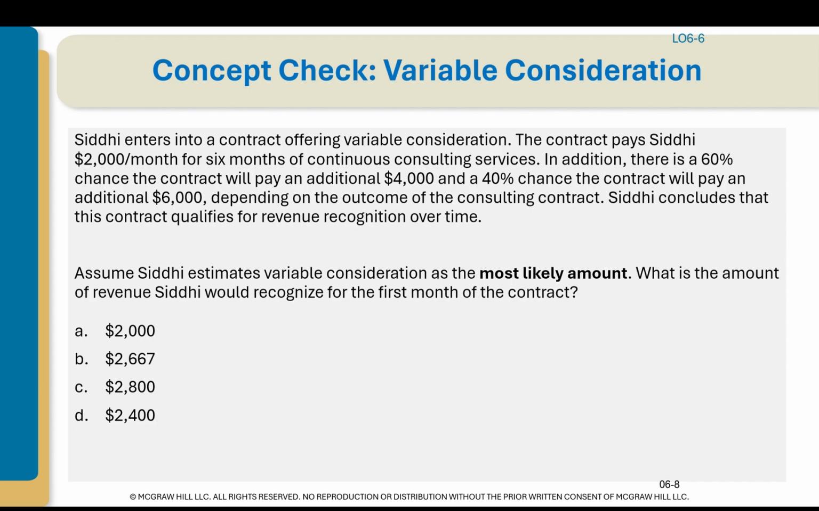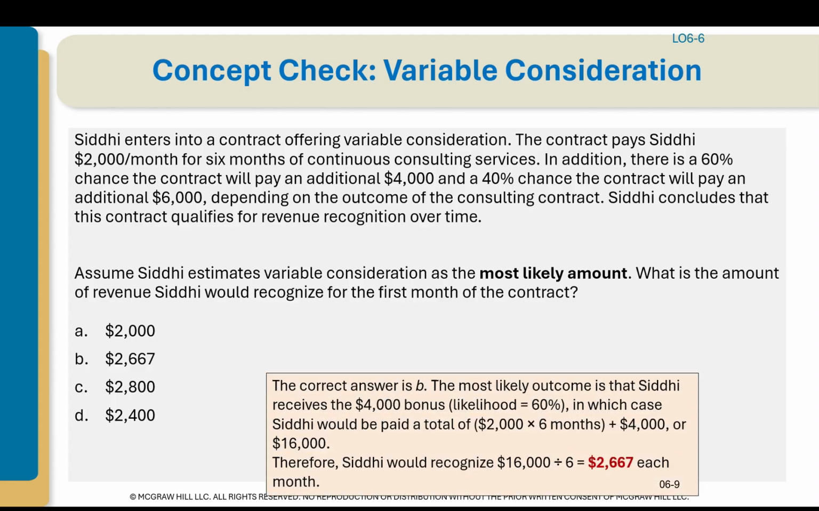What amount would be for the first month? Let's take our $2,000 per month, plus we would take the most likely amount of $4,000, divide that by 6 months, and we're going to get the total amount of $2,667 each month.